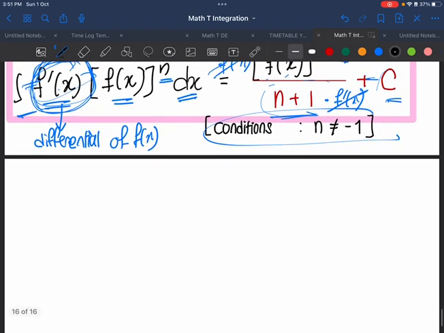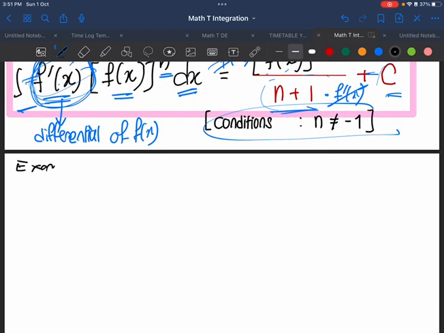So let's do an example. I forgot to write it. An example is very easy. Okay, let's say I have the integral of 2x times (x squared minus 3) to the power 4. Firstly, I don't care what the power is here. It could be 4, 5, 7, or 99 also.